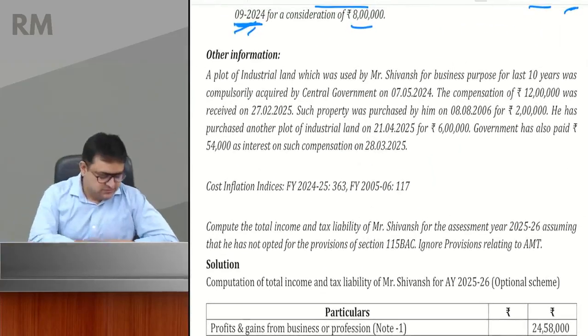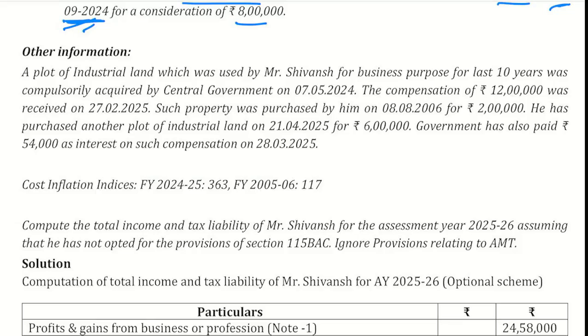Now, other information. A plot of industrial land. It's a land which was used by Shivansh for his business purpose for the last 10 years. It's an industrial land, factory land, compulsorily acquired by the central government on 7th of May 2024. The compensation of 12 lakh was received on 27/2/2025.